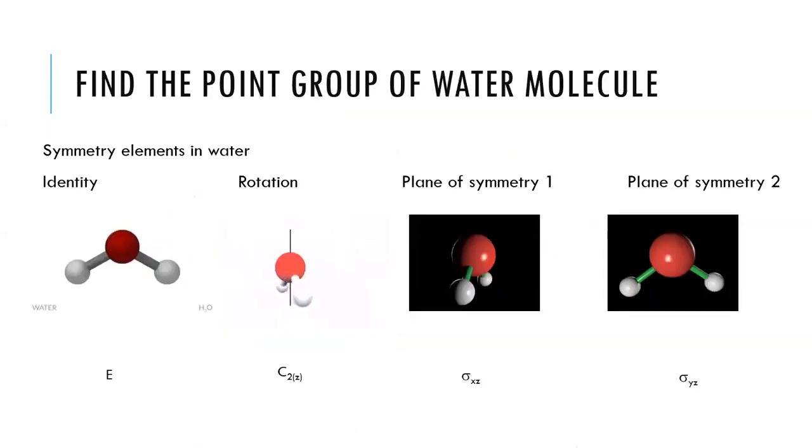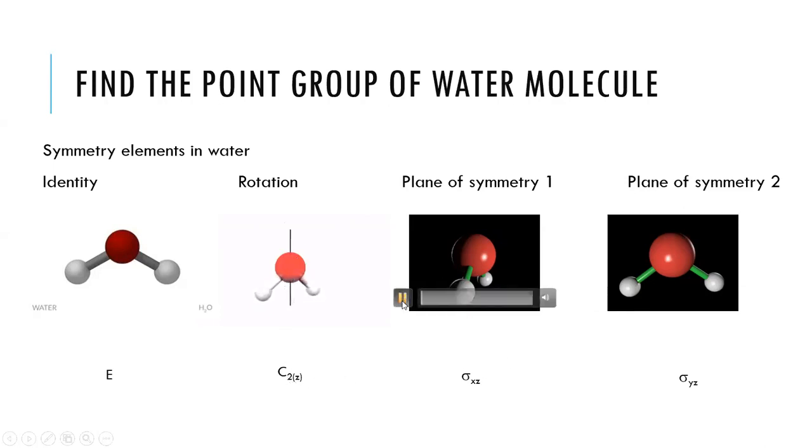Now, find the point group of the water molecule. First of all, we will have to remember and become familiar with all the symmetry elements of the water molecule. So this is the identity element. This goes with all the molecules. And here there is a rotation that is performed about the C2 axis. So this axis is called C2Z.